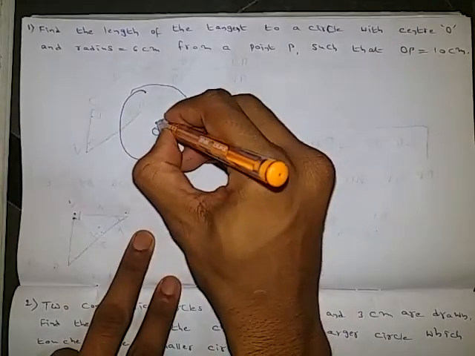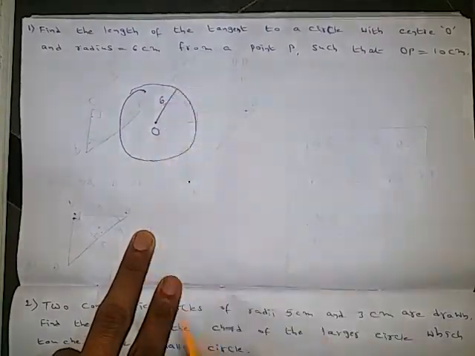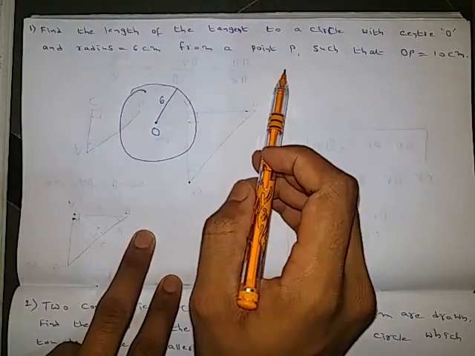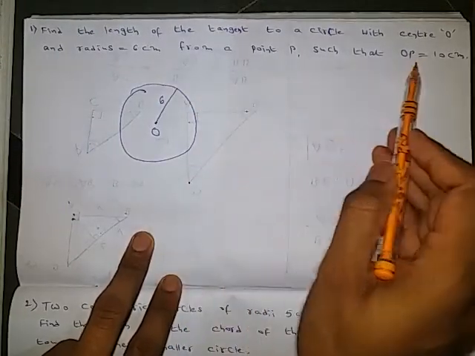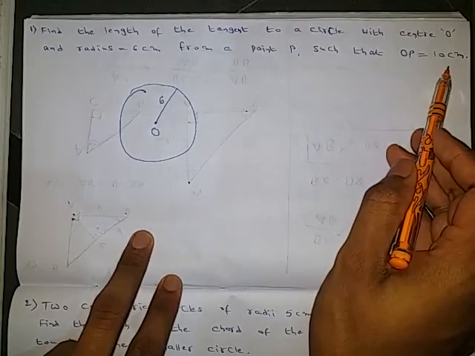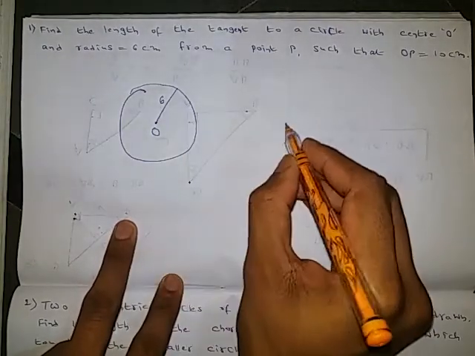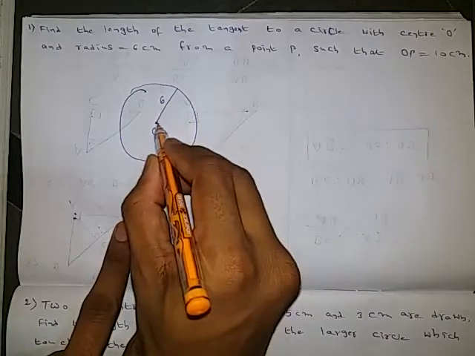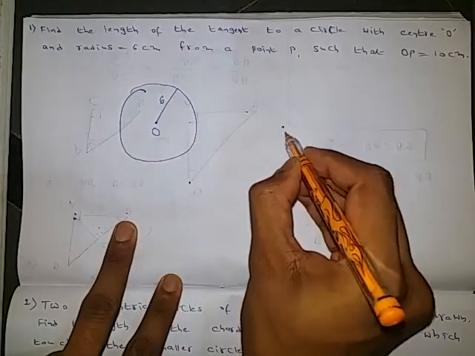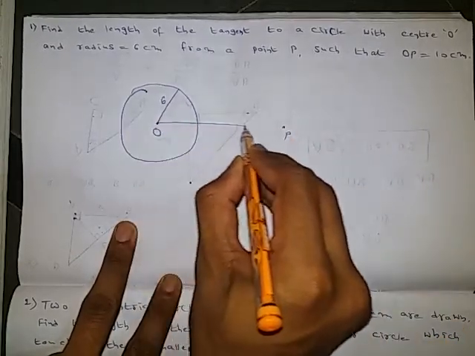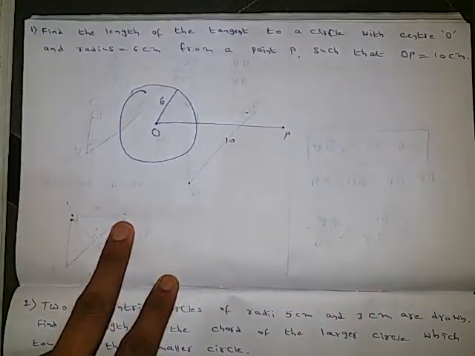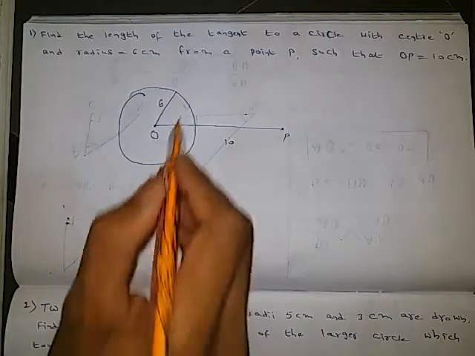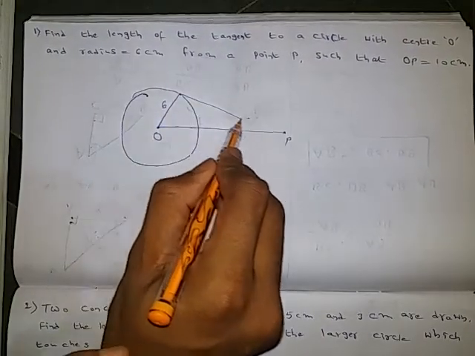I am drawing the radius which is 6 centimeters. Then from a point P such that OP is equal to 10 centimeters. Here somewhere outside of the circle we have one point P. This OP is given as 10 centimeters. Then he is asking to find the length of the tangent. This one he is asking.